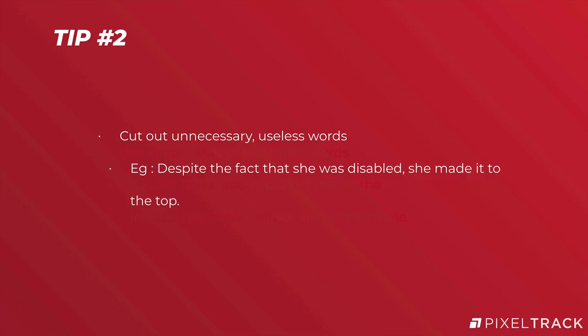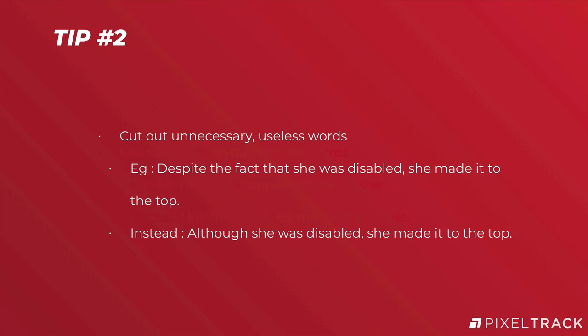So tip number 2 is cut out unnecessary, useless words. This is a big problem, and this is what creates the fluff and all the hot air in the content that you create. And people just lose track because of these unnecessary and useless words. So, for example, despite the fact that she was disabled, she made it to the top. Instead of using the phrase despite the fact that, you can completely replace that phrase with although she was disabled, she made it to the top. Right? It sounds a lot sharper, a lot crisper.